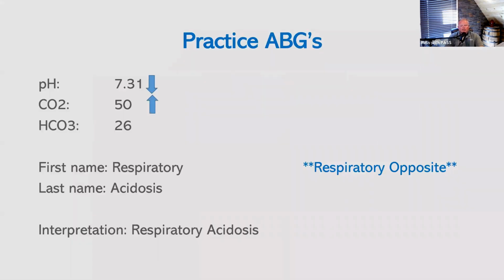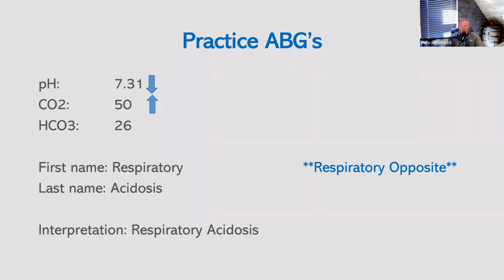So a couple practice ABGs here. My pH is 7.31. Hopefully right away you all are thinking internally, okay, it's an acidosis, and it is. Then we look at our CO2, which should be between 35 and 45, but we see that this is 50. So we know right away our pH is low and our respiratory component, the CO2, is high. Those are opposite. This is a respiratory acidosis.